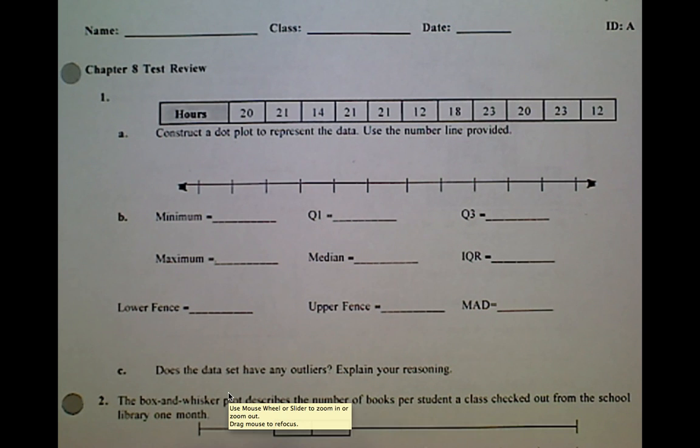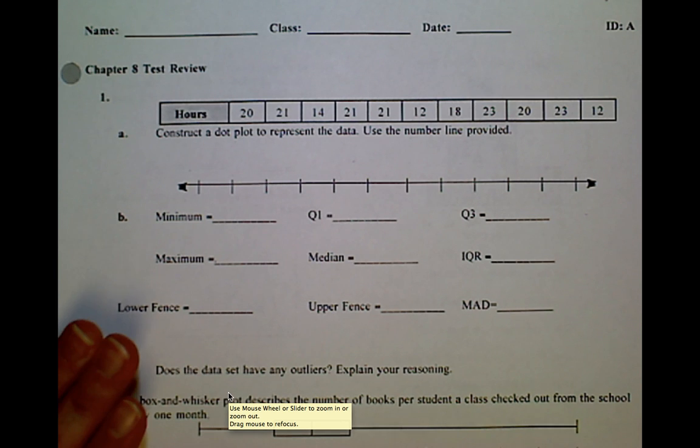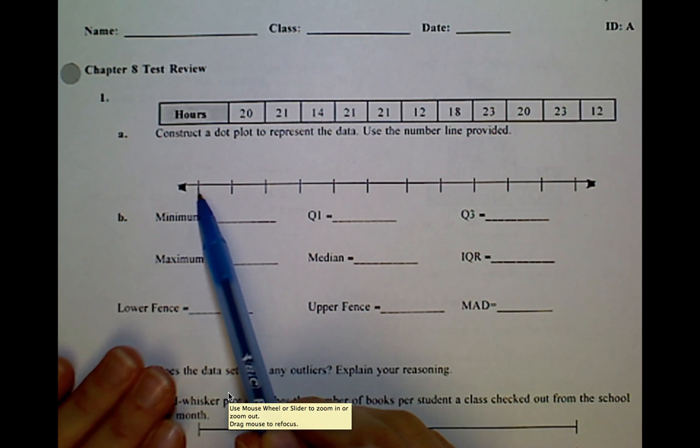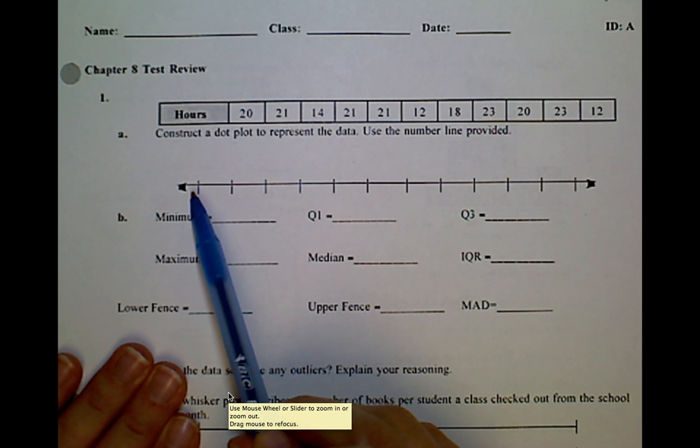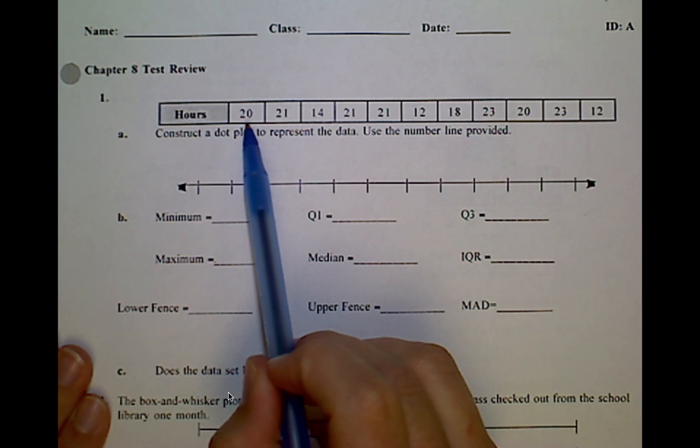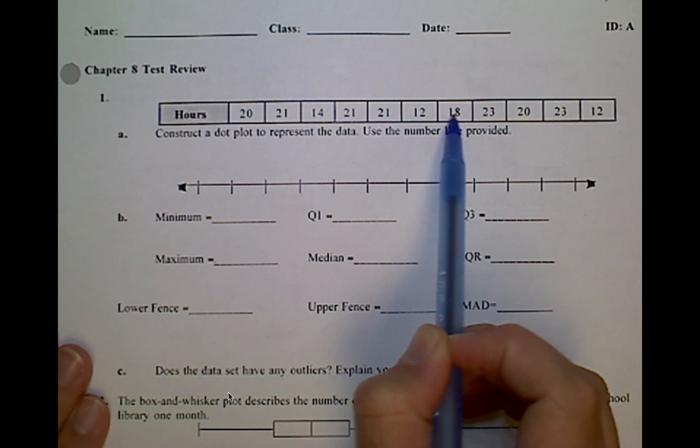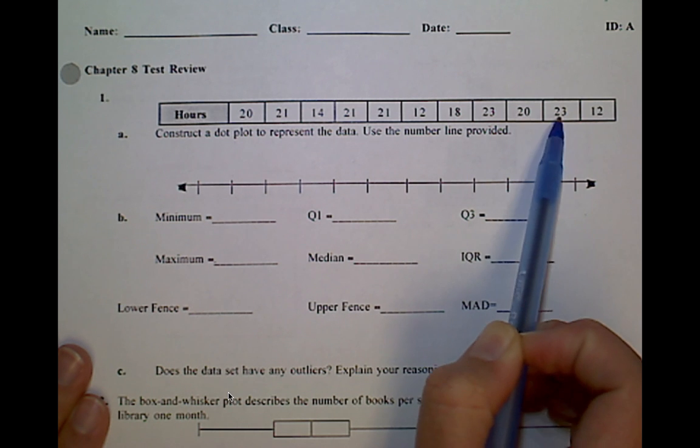Alright, so in this, it wants you to construct a box and whisker plot. So therefore, you're going to create a number line from your min to your max, and then you can put your dots above it, okay? So I'm looking at this, my smallest number seems to be 12, and my biggest number seems to be 23.